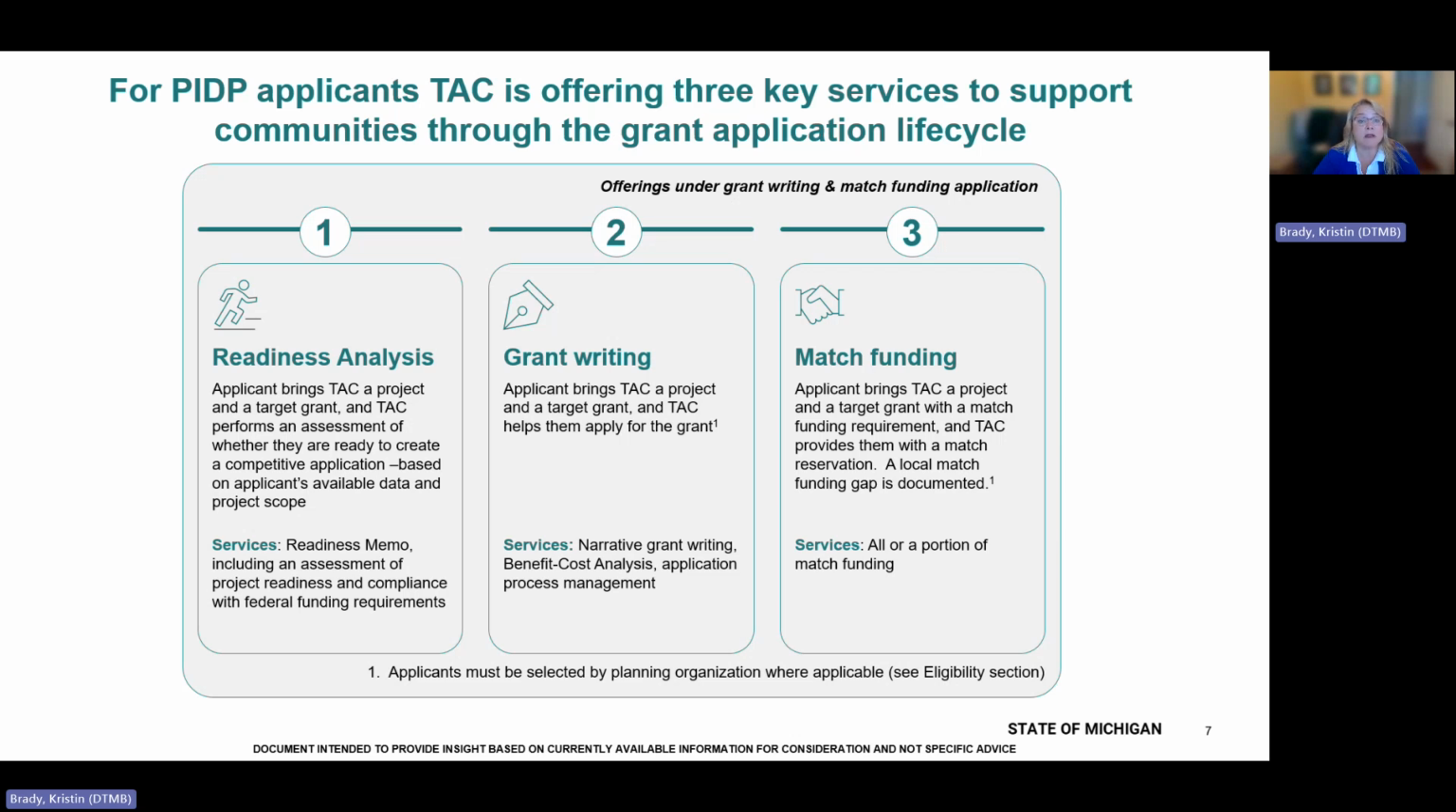And that'll include writing the narrative, doing the benefit cost analysis as needed, depending on which PIDP tranche you would be applying for, and managing the application process. And then potentially, if there is a need for filling a gap of local match requirement, the non-federal share, we will negotiate a reasonable request for match commitment from Michigan Infrastructure Office and settle on that and provide a commitment letter to go in with the application. We'll talk more about that in a minute.